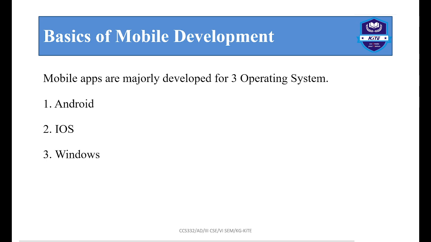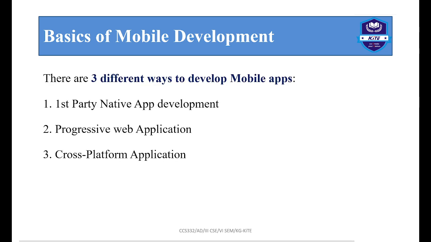Next, mobile apps are majorly developed for three operating systems. The first one is Android, second iOS, and third is Windows, and they are developed in three different ways. First, first party native app development. Second is the progressive web application, and third is cross platform applications. We'll see one by one.